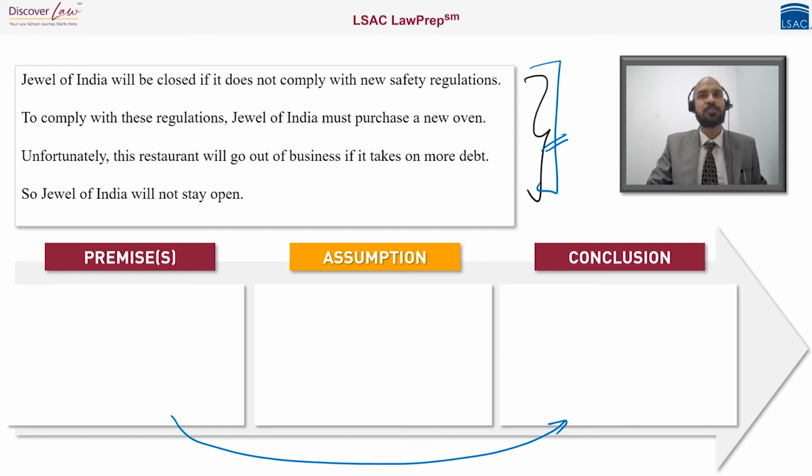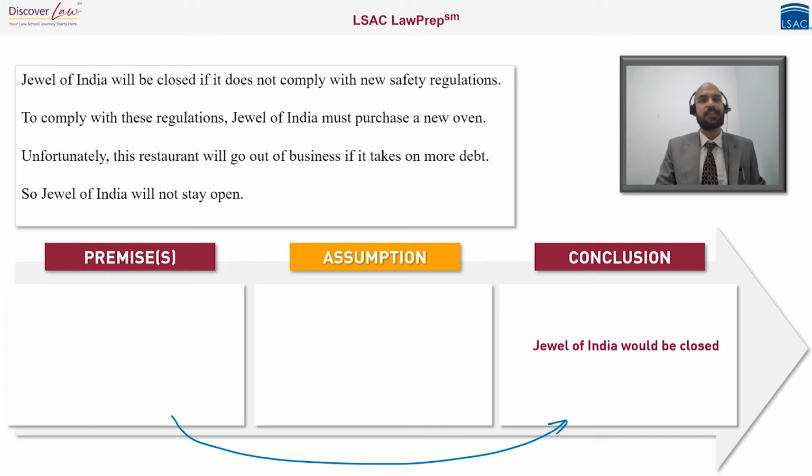Okay. Now, when you read this argument, what do you think the conclusion is? Generally, the conclusion is quite easy to identify, right? The conclusion here is that the Jewel of India will not stay open, or that the Jewel of India will be closed. How do you identify that? Words such as so, therefore, thus, hence, because of this reason indicate to you that it is a conclusion.